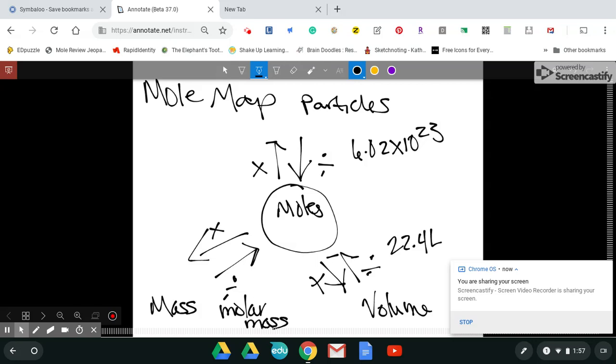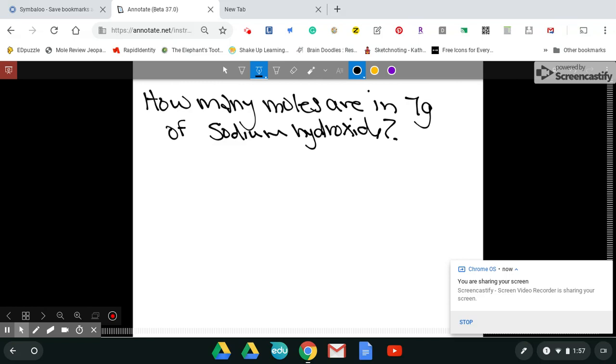All right, so first off, let's look at this problem. It says, how many moles are in 7 grams of sodium hydroxide? So I am in grams. The very first thing you should always do is write down what you're given, 7 grams. And you've got to know this formula. Sodium and hydroxide, this is a +1, that's a -1. So NaOH is my formula.